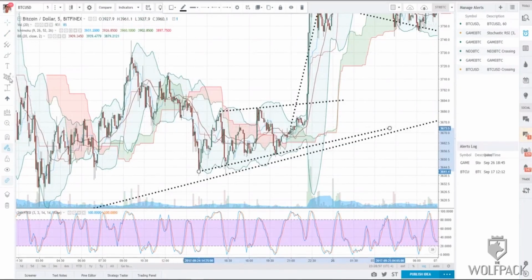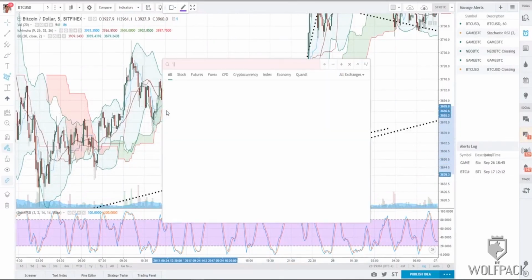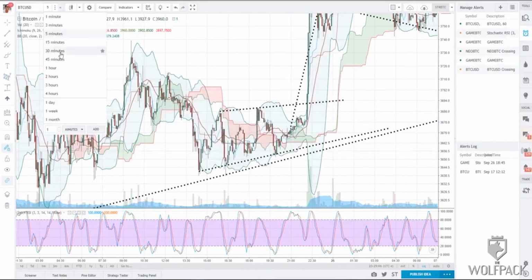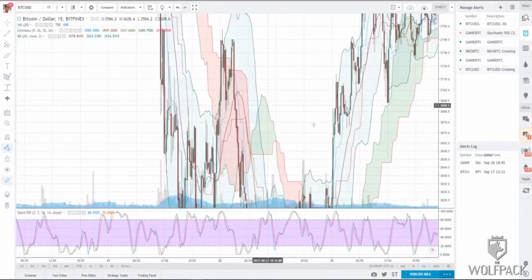Anyways, this is the pattern right here. Starts right here. 1. Let me zoom back out. It was prettier with the 15-minute.